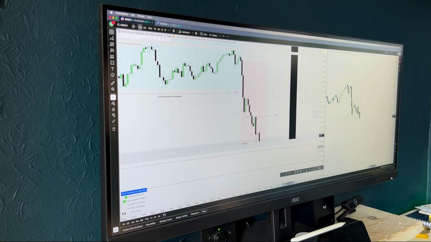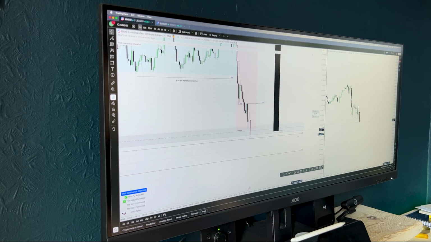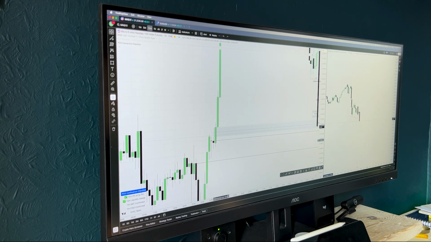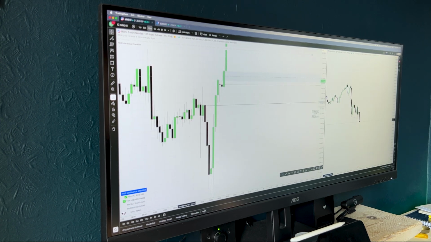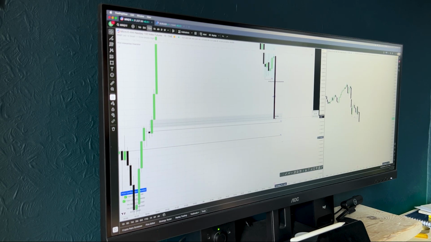Okay, so NQ and ES both took these levels, so again, no SMT yet. So if we displace through this fair value gap, we then have a couple of order blocks underneath this area, which I've marked out here. So we have an order block here, and we also have an order block here. So these are my two levels now, if we get through this 15-minute fair value gap.